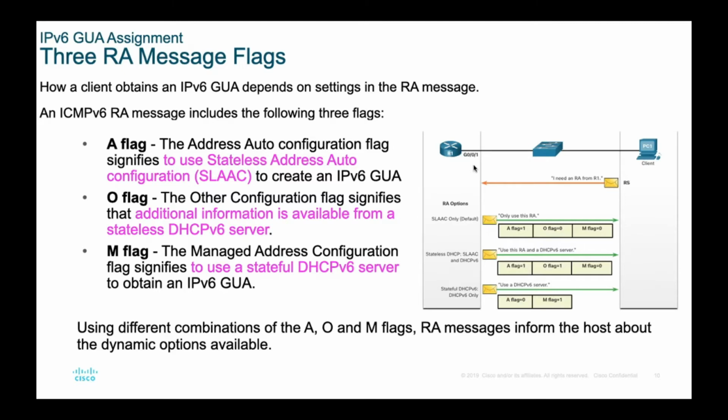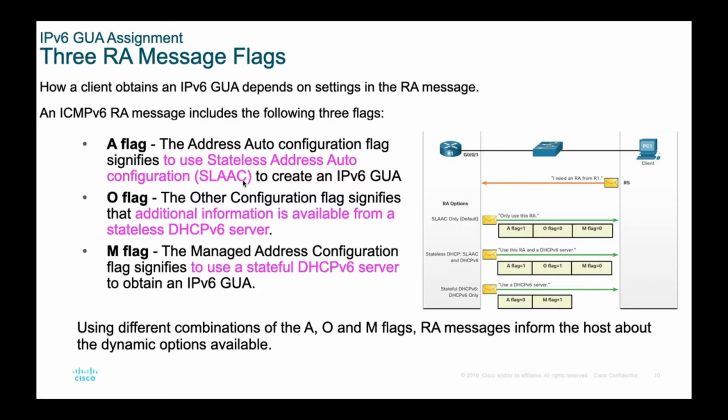In this router advertisement, there is an A flag. A stands for auto configuration. If the A flag is turned on, which means it's set as 1, it means SLAAC is enabled on this router, so you can configure your IP address automatically.